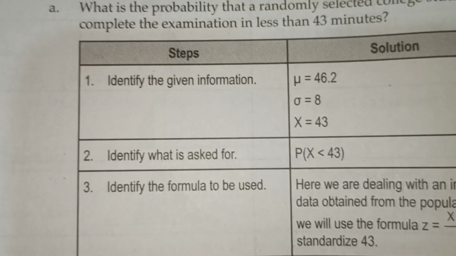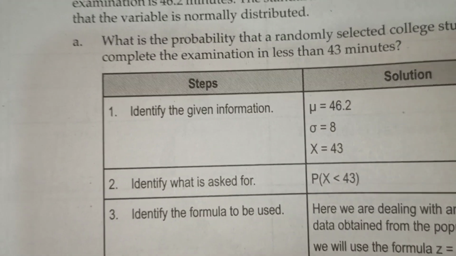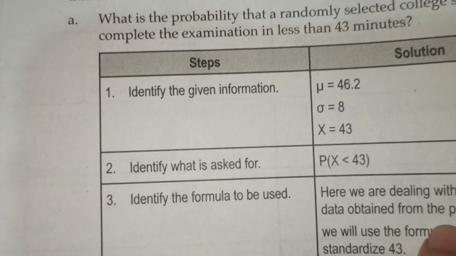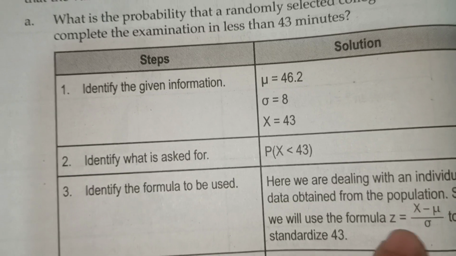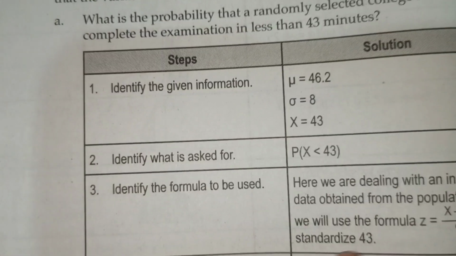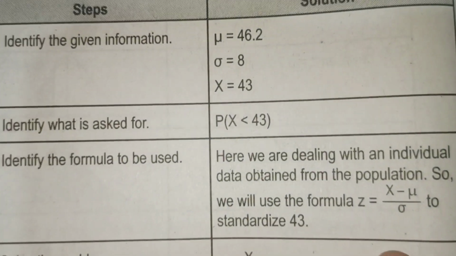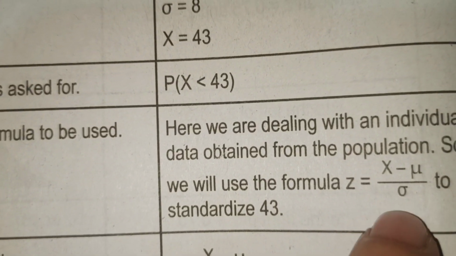Okay, now, we're going to identify the formula to be used. Here, we are dealing with individual data obtained from the population. Since we're going to use the population, we're going to use the formula Z is equal to score minus the mu over the standard deviation to standardize 43. So, ito yung gagamitin natin. Kapag population, ito yung gagamitin ninyo na formula.